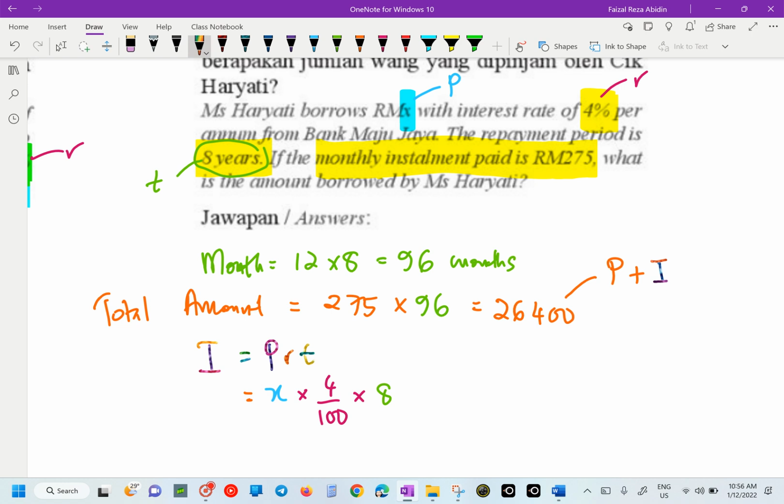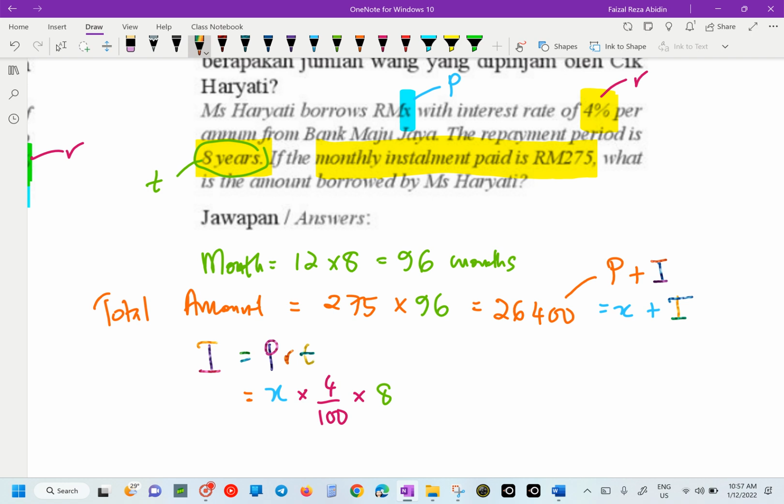26,400 is not X, no. It's going to be the principal plus the interest. Okay, we know that the principal just now is going to be our X, isn't it? So it means that this is going to be X plus our interest here. Understand? This total amount includes the interest and also the principal.